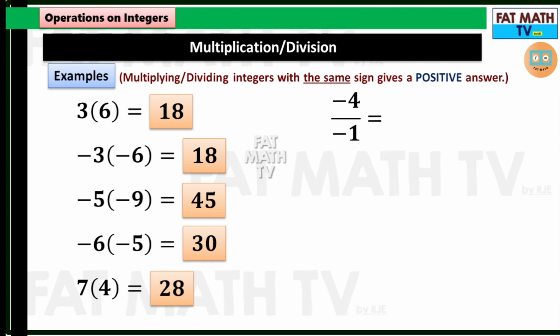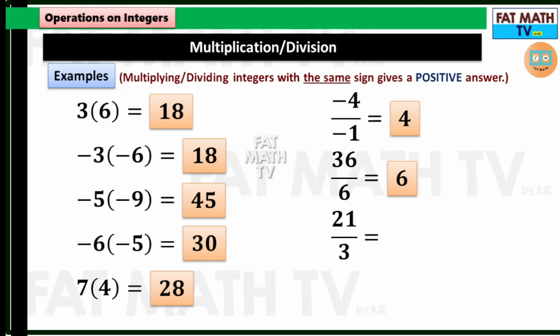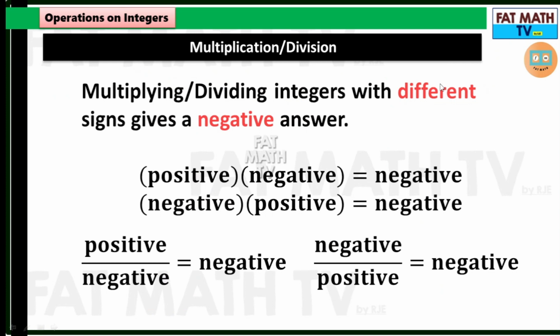Negative 4 divided by negative 1 is positive 4. 36 divided by 6 is positive 6. 21 divided by 3 is positive 8, and negative 72 divided by negative 8 is positive 9. So if we are multiplying or dividing integers with the same sign, both positive or both negative, the answer is always positive.